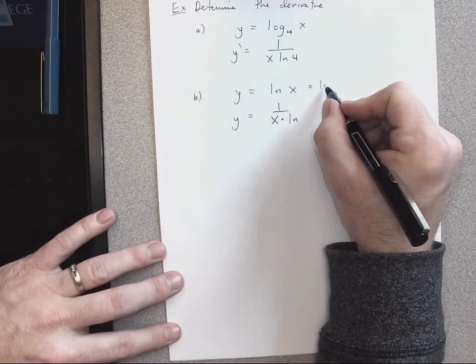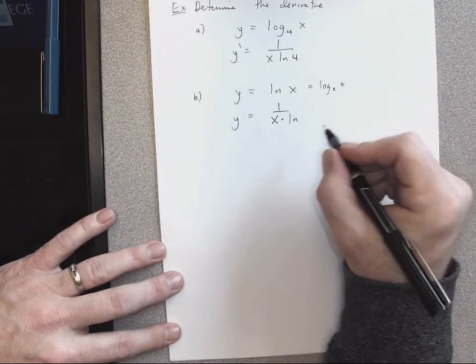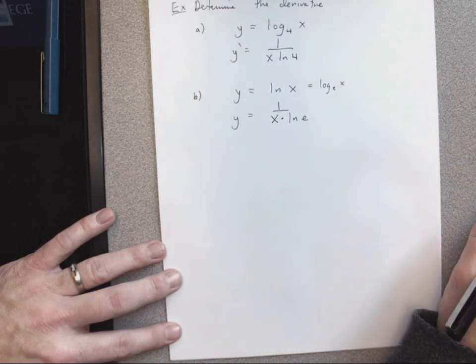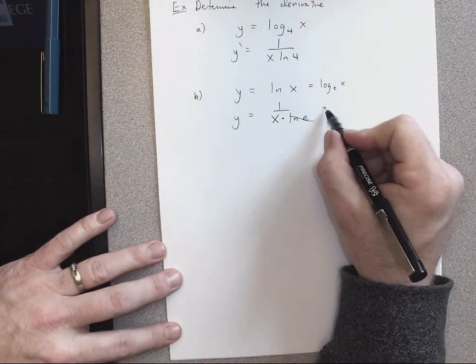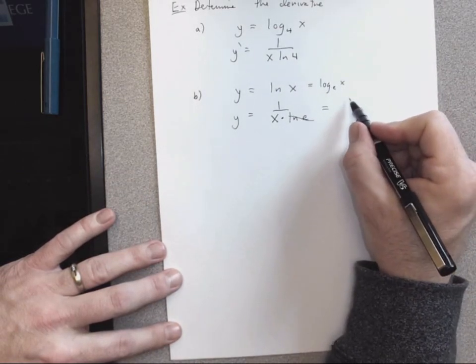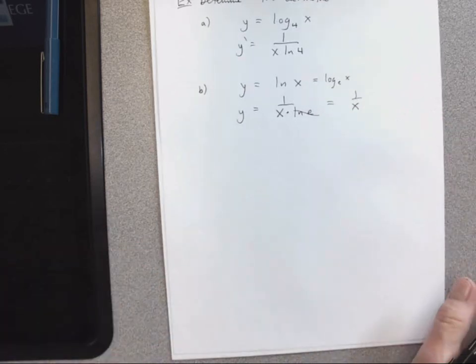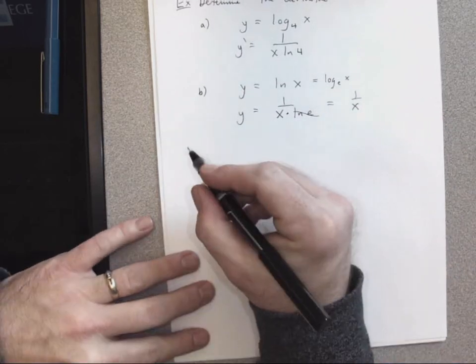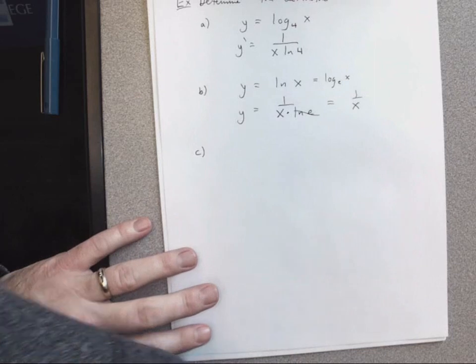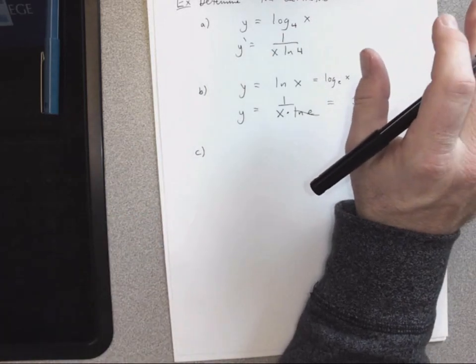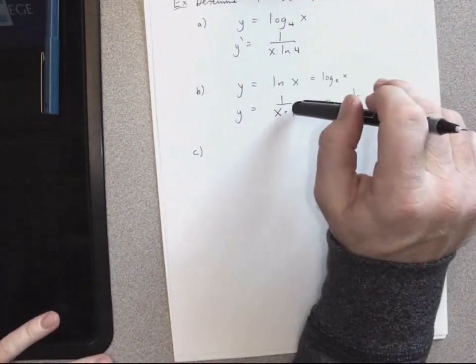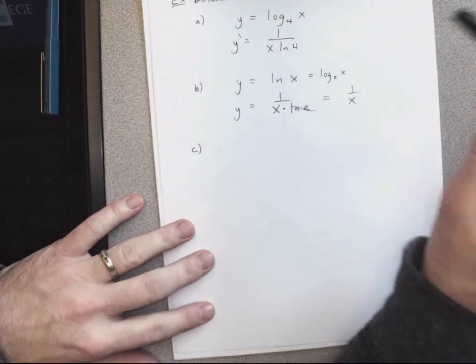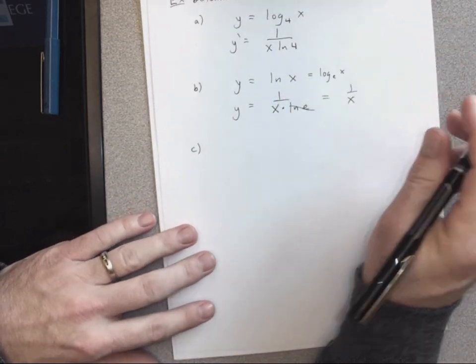Now remember, this is the log base e of x. That's what that means. So that's why this is the natural log of e. And natural log of e cancels to 1. So this is 1 over x. So again, exponentials, you multiply by the natural log of the base. Logarithms, you divide by the natural log of the base. So it's the same derivative, just divided by the natural log of the base.